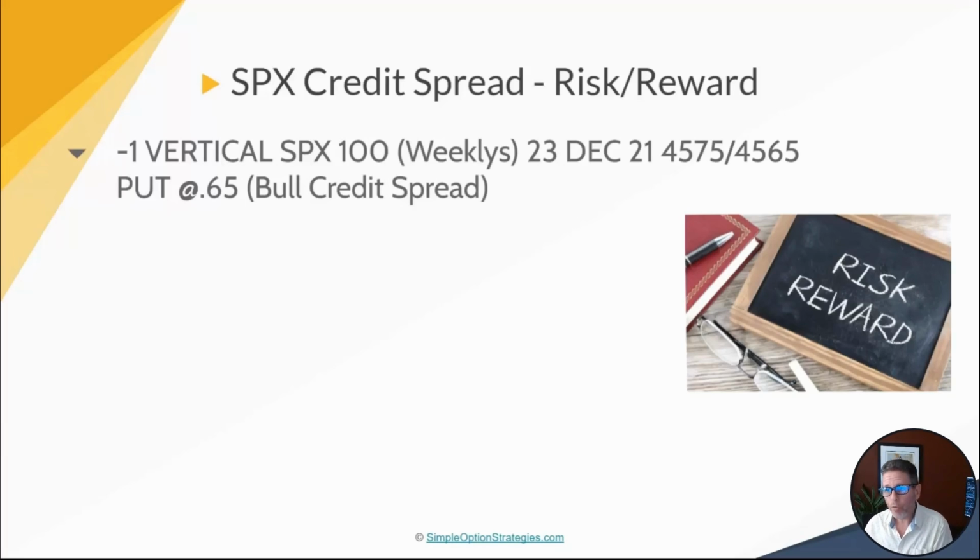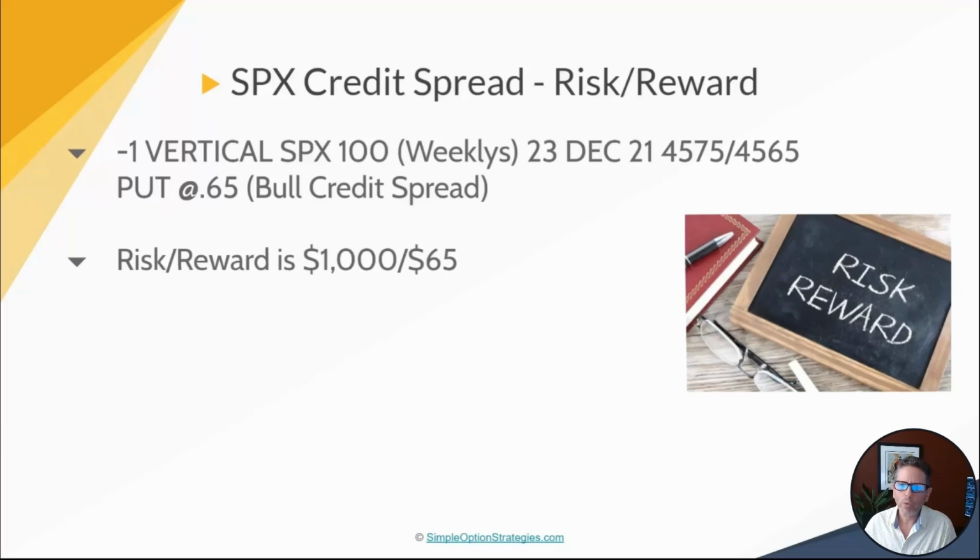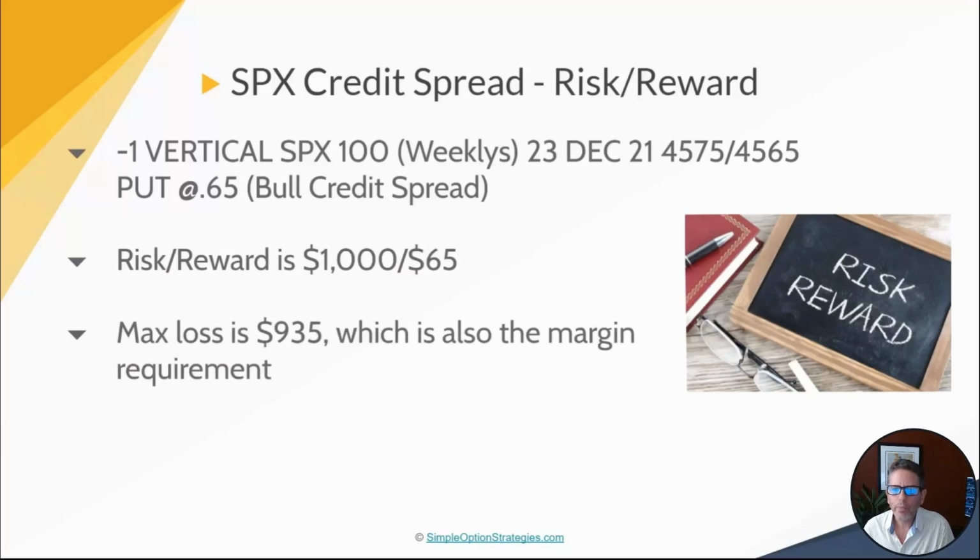And what you get for it is a high probability trade, but you're putting up a lot of risk to make a little bit of money. And that's how it works. So in this case, the risk is $1,000, actually minus the credit that you receive, and the reward is $65. The max loss in this case would be $935, which is also the margin requirement that you need to put up when you put on this trade. The actual risk in this trade is not $1,000, it's $935, because you're collecting 65 on opening that trade.